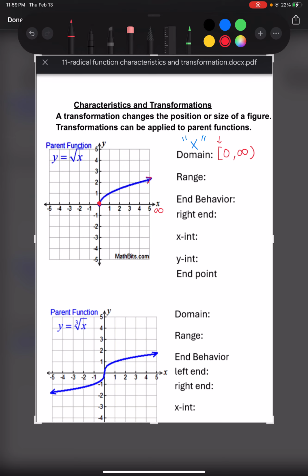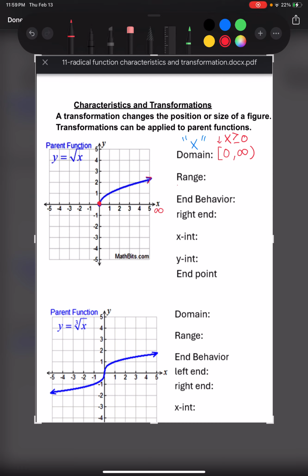And then for range, I'm actually going to write it in set notation as well. So your x values are starting at 0, and it needs to be greater than or equal to 0.